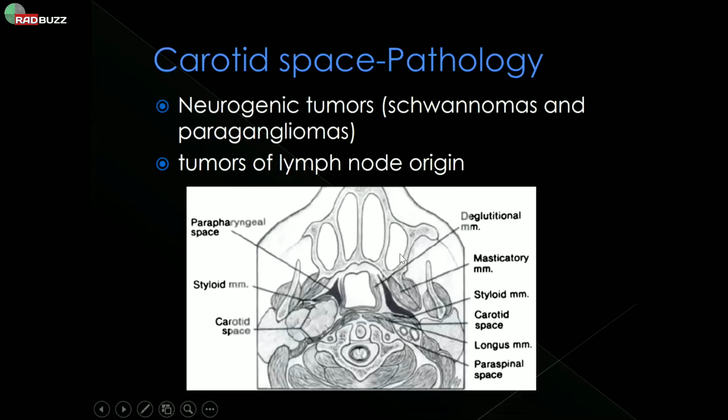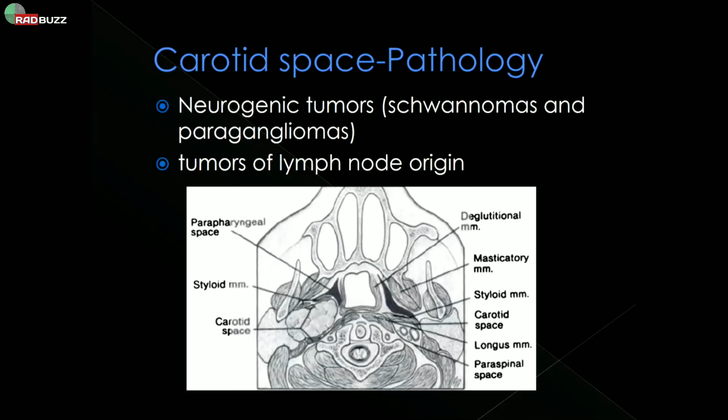Okay, so how does this pathology go? Suppose the neurogenic tumors or tumors of lymph nodes. What they're going to do is push the midline. This is the pharyngeal space, and the parapharyngeal space is the white thing. Then is the carotid space. Now you see the carotid contents over here, these two black dots which I showed you, the two vessels and some nerves. There is no such structure seen. So something is coming from the carotid space.